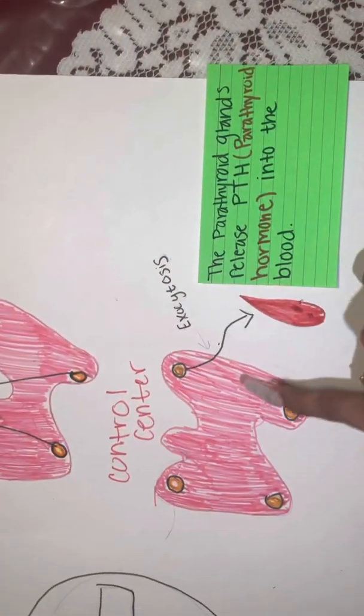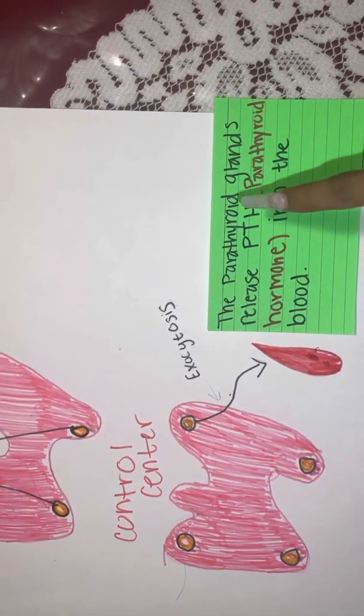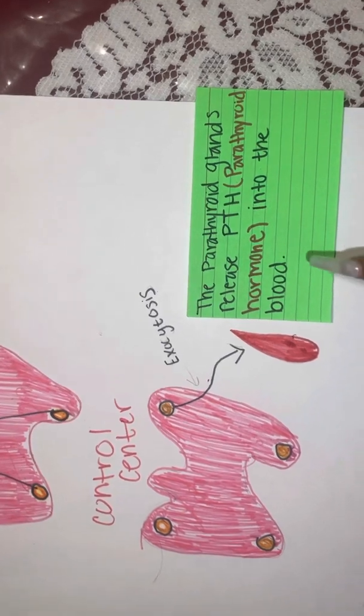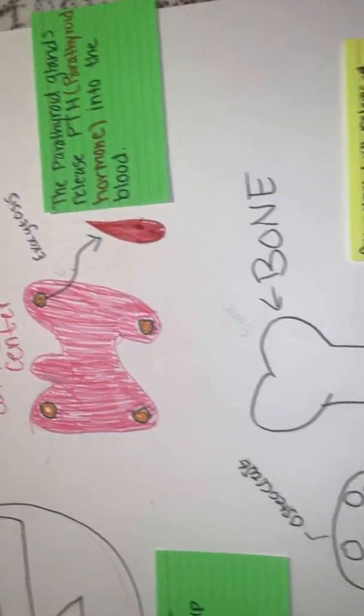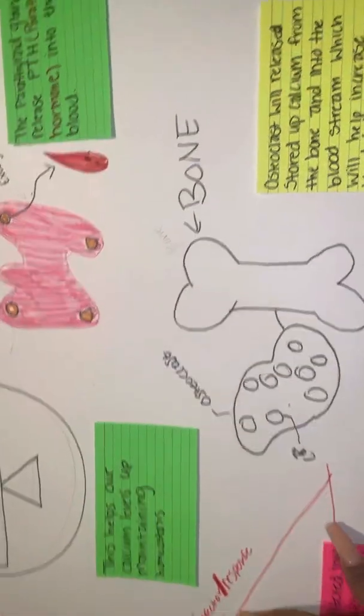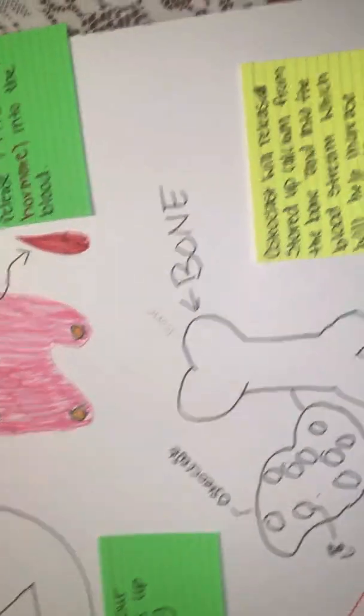The control center: the parathyroid glands release PTH, which is just parathyroid hormone, into the blood. And moving on to the effectors/responses.